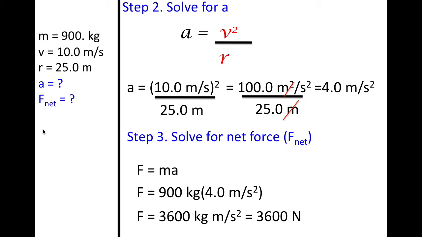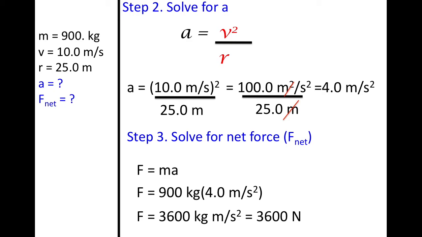Step 2 is to solve for acceleration. Over on the left, you don't have to worry about writing this. I just wanted to have it here so that we could see what numbers I was plugging into the equation. We know that acceleration equals velocity squared over radius. When we plug everything in, we get 10.0 meters per second, all squared, over 25.0 meters. When we multiply and divide and everything cancels, we are left with 4.0 meters per second squared.